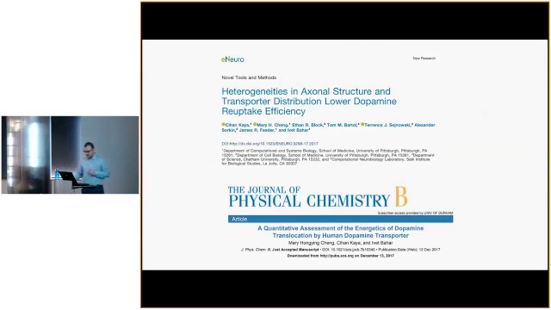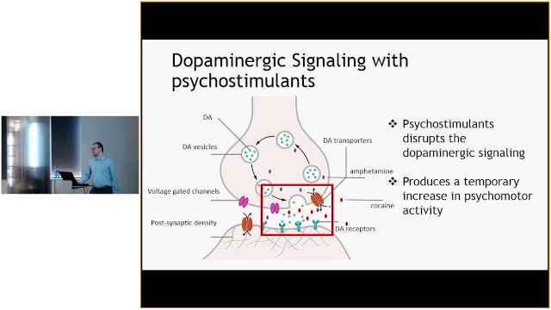So we get back to our initial dopaminergic signaling model. We have that system, we got the dopamine release, etc. But this time we got psychostimulants. We would like to see how it will get changed if we have some psychostimulant molecules inside the simulation.